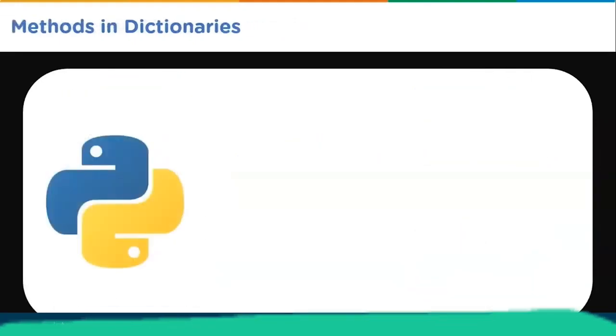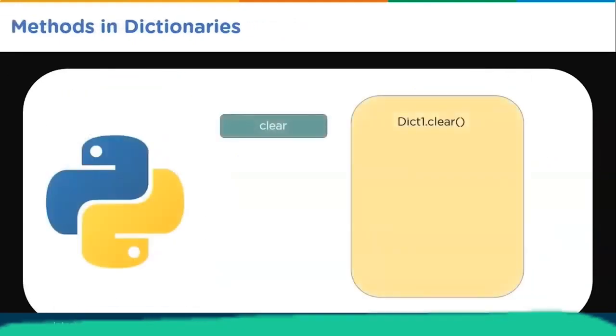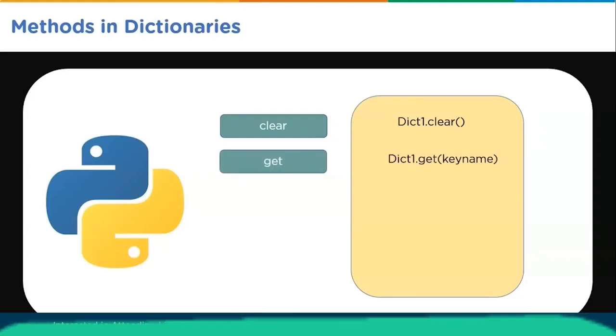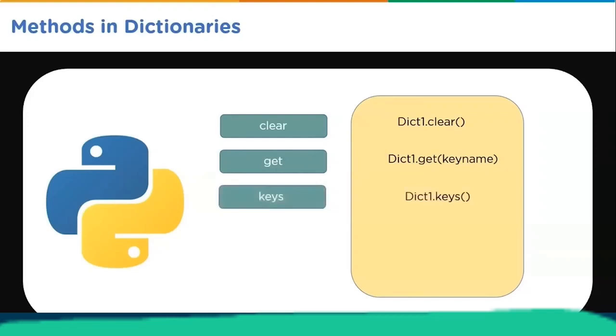Now let's see some methods in dictionaries. The first is the clear method. It removes all the elements from the dictionary, and its syntax is the name of the dictionary dot clear. The second is get. It returns the value of the specified key. The syntax is dict1 dot get, and in brackets we have to write the key name. The third is keys. It returns a list containing the dictionary's keys. Its syntax is dict1 dot keys.